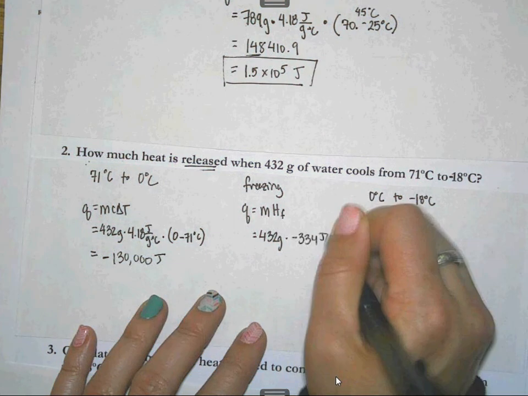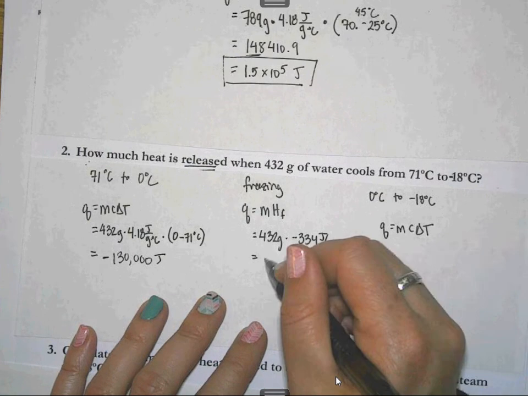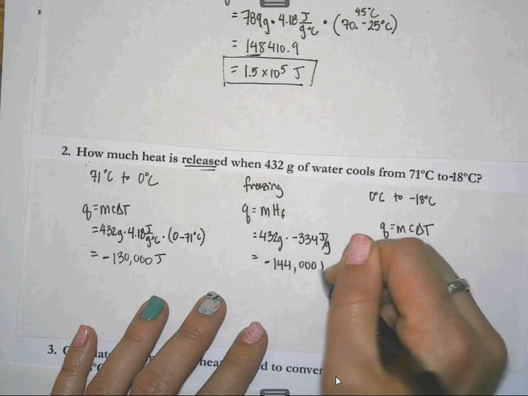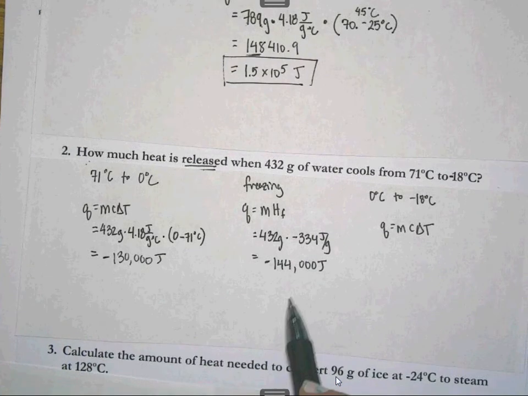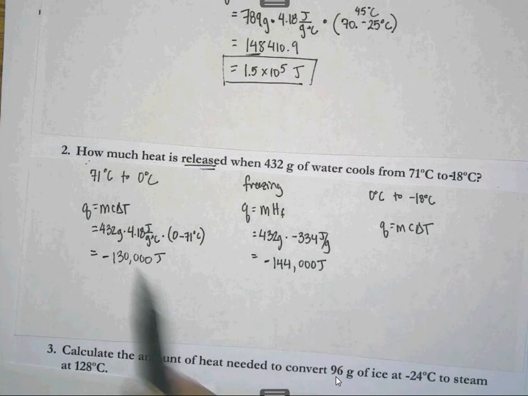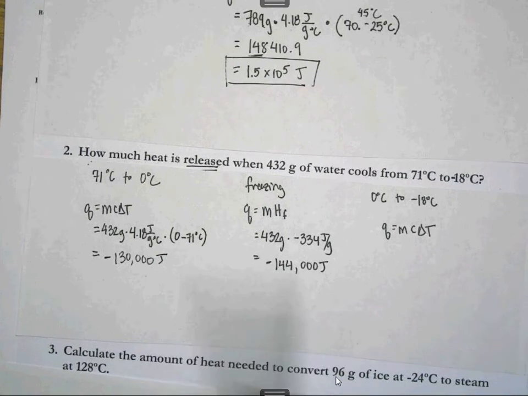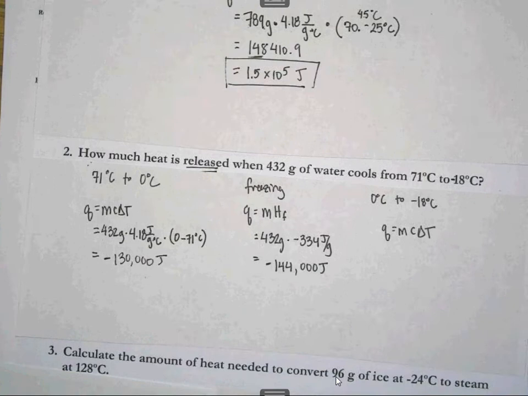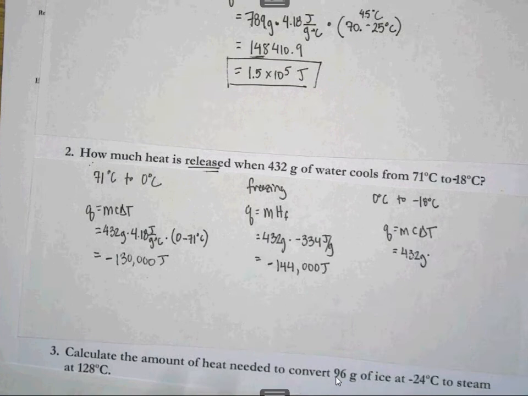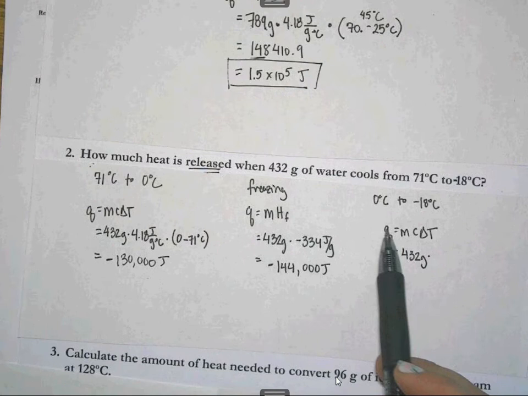Okay, for this part, the mass of my water is 432 grams. For my C, it's like we did before. I have to consider that there's three specific heat values on here. Which one is going to be the most appropriate for water at 71 to 0 degrees Celsius? Liquid one. So that's 4.18 joules over grams degrees Celsius. And then my temperature change is going to be 0 minus 71 degrees.